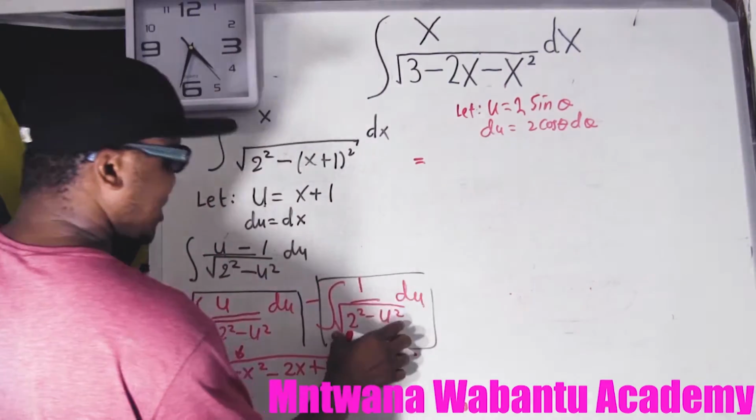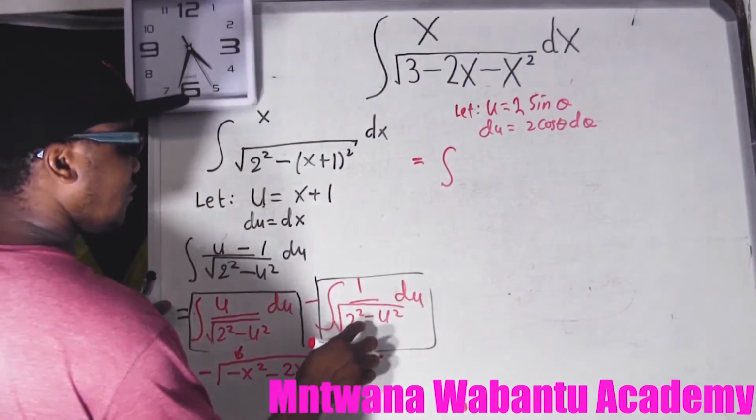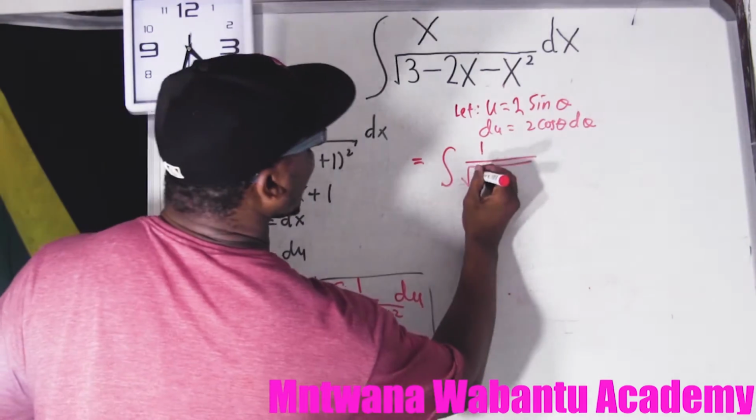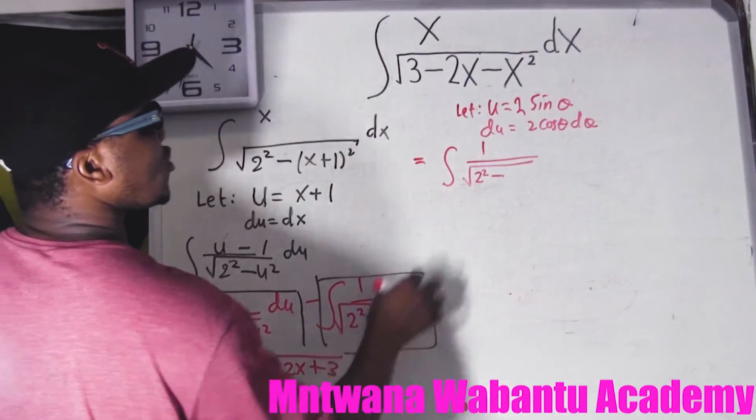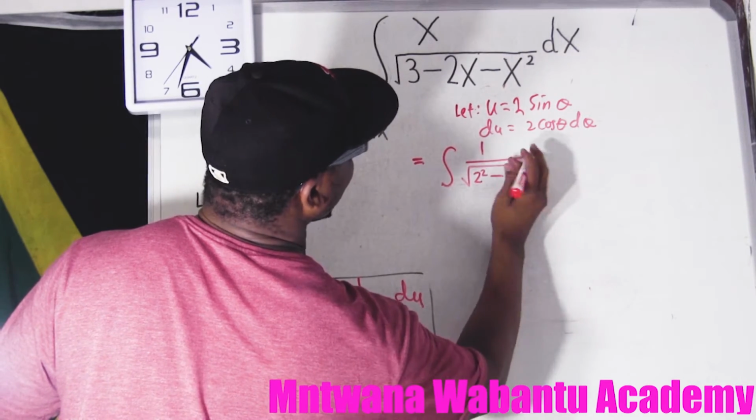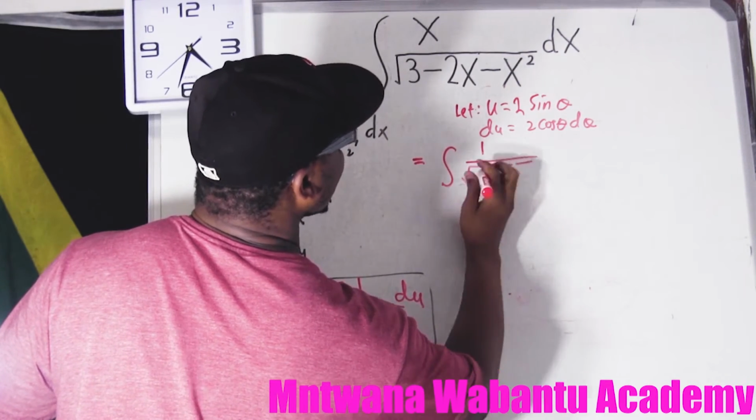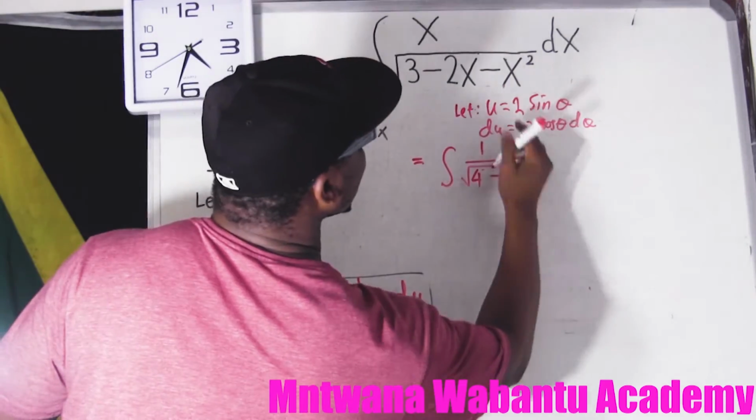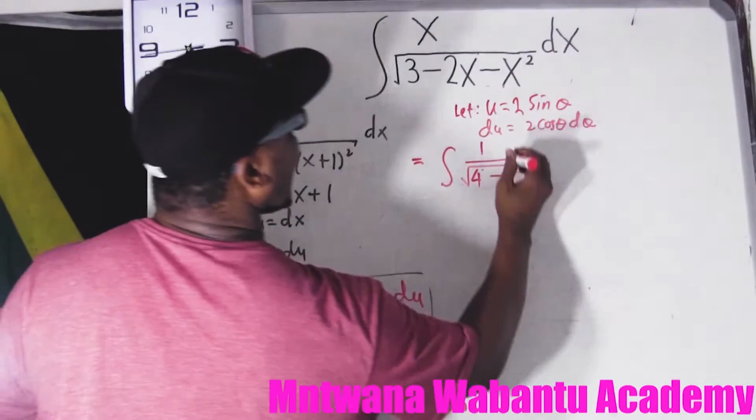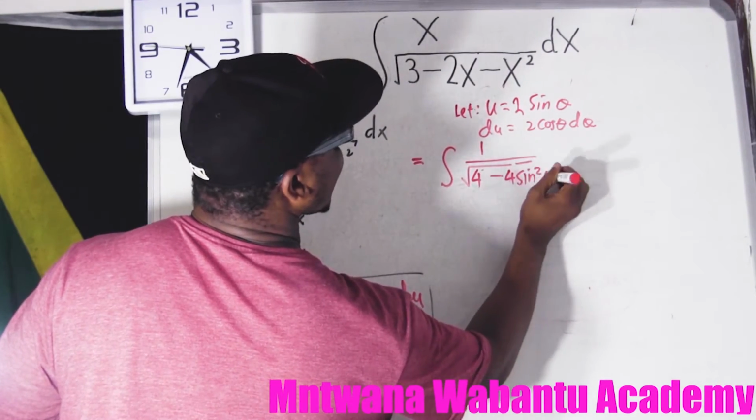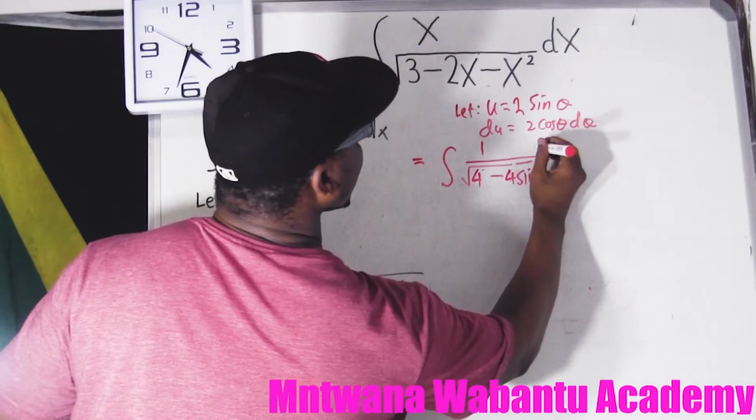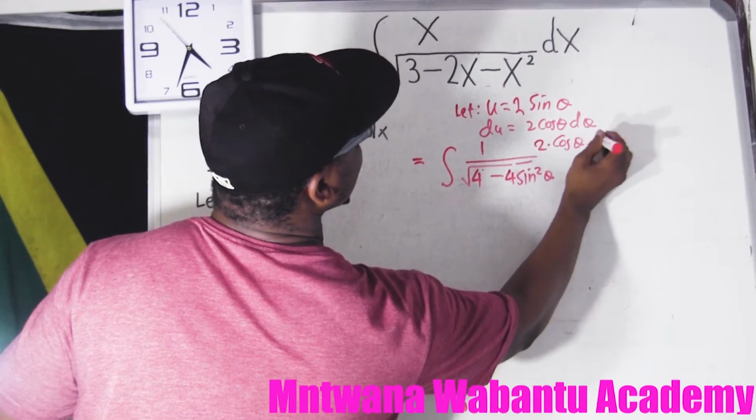So this expression is going to become the integral of 1 over the square root of 4 minus u squared. What is the u? u equals 2 sine theta, so it's like 4, or you can say 2 squared. When you square u, you get 4 sine squared theta. And then what is du? du equals 2 cos theta d theta.